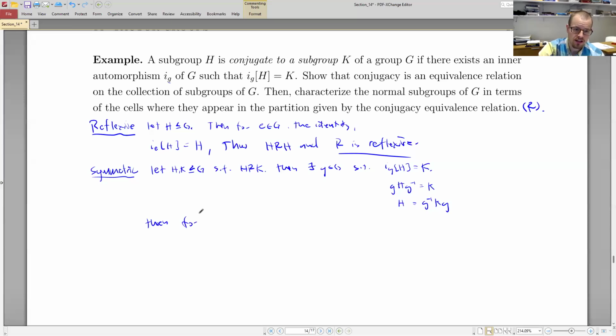Then for G inverse, which is an element of G, of course, the image of K under the inner automorphism using G inverse is equal to H. That's what this says right here. Thus, K is related to H, and R is symmetric.